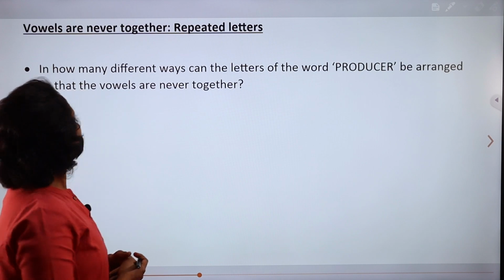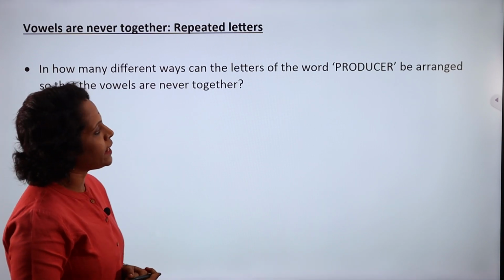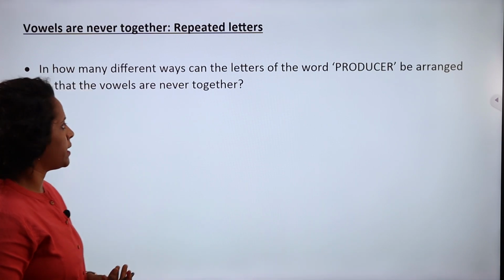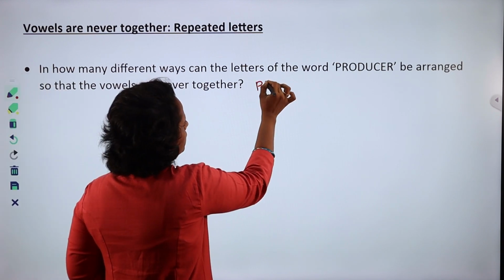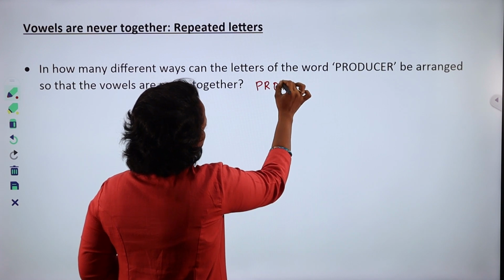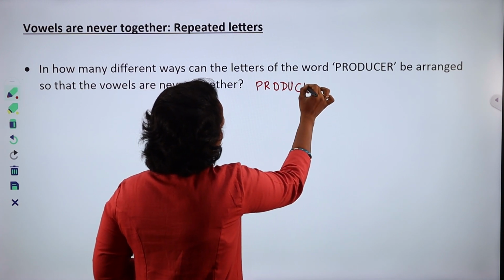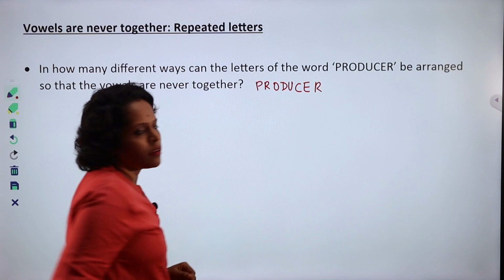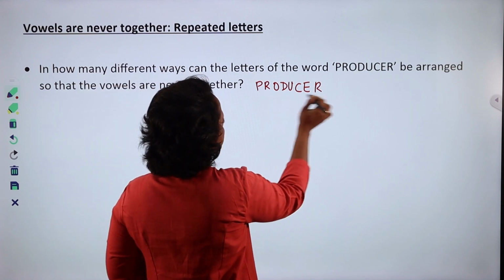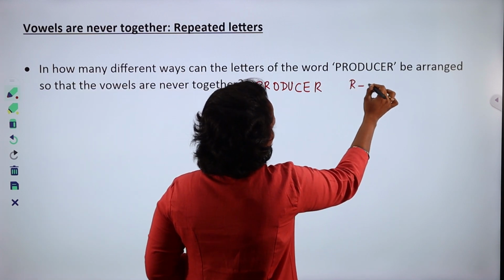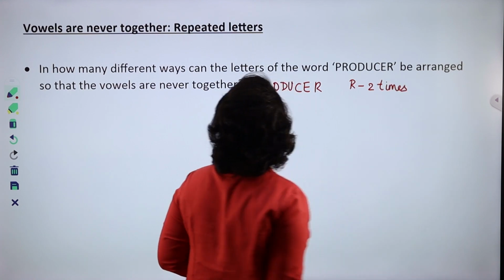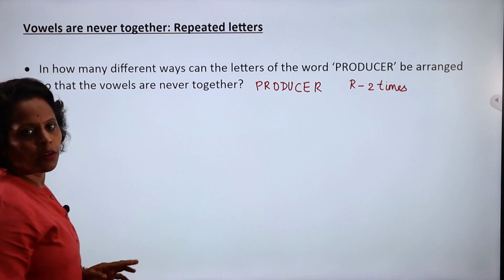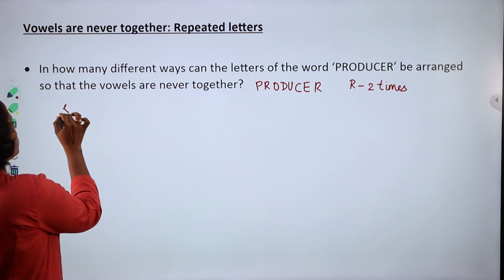The next question: in how many different ways can the letters of the word producer be arranged so that the vowels are never together? Our word is producer. Which letters are repeated here? R. R is repeated twice. There are no other repeated letters, right? No. Step 1.